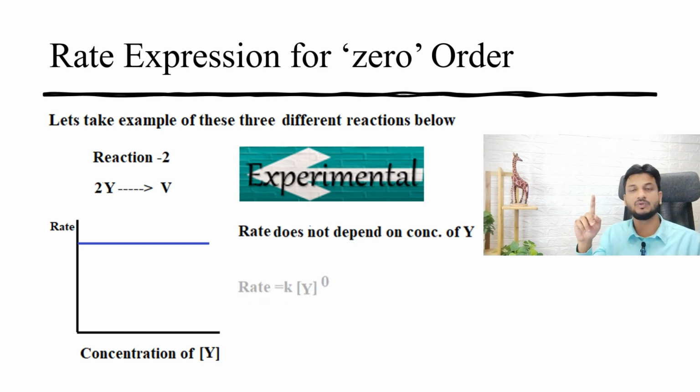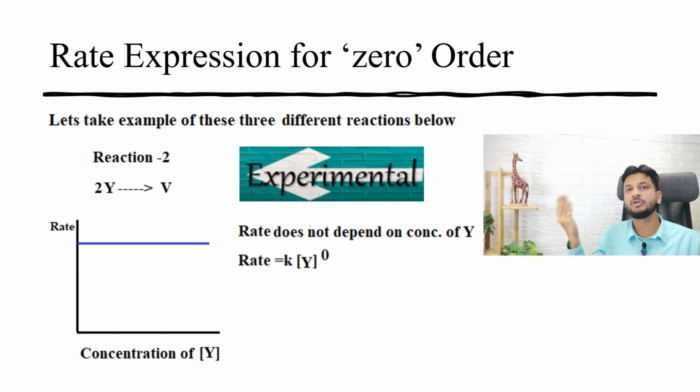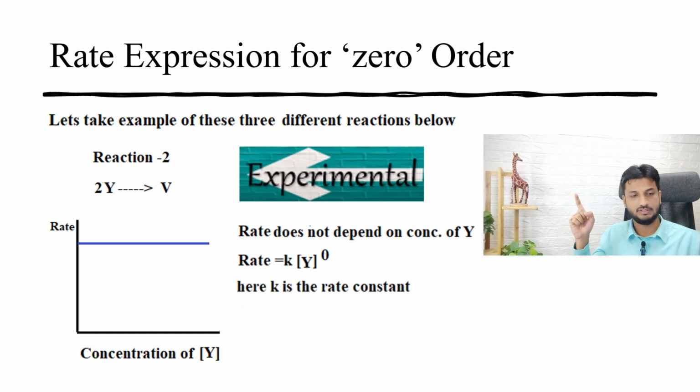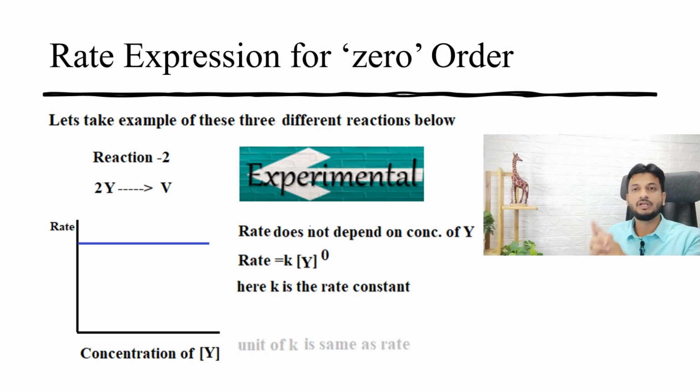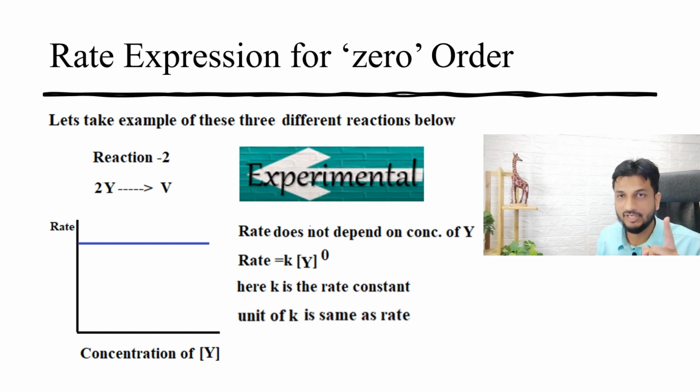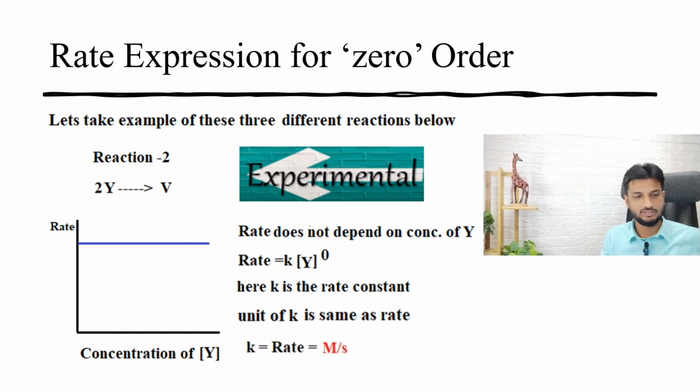We just say rate equals k Y to the power 0. Why Y to the power 0? Because there is zero dependence. It does not depend, and that means it's a zero order reaction. And here k is the rate constant again. But what is its value now? Its value is the same as the value of rate. So rate equals rate constant only for what type of reactions? For zero dependency, or zero order reactions.